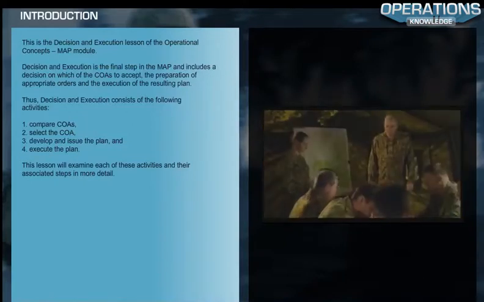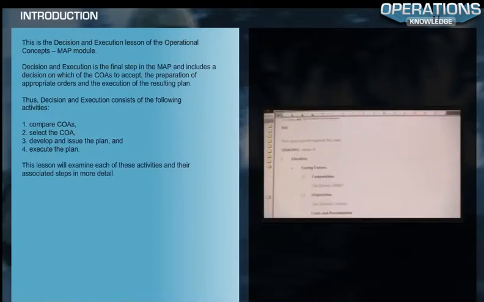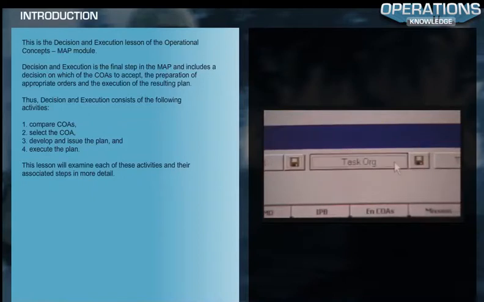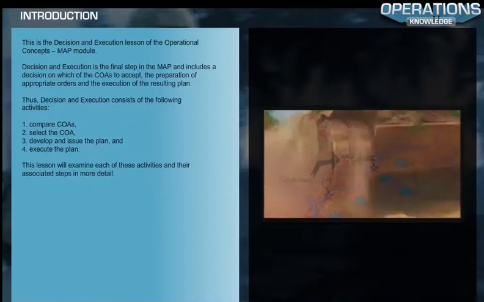The next part of the MAP includes a decision on which of the courses of action to accept, the preparation of appropriate orders, and the execution of the resulting plan.